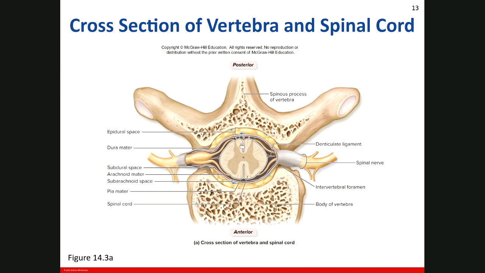Here you can see the dorsal column or dorsal funiculus. You have ventral column or ventral funiculus. You have two lateral columns on both sides. You can see the posterior median sulcus and the anterior median fissure in this picture.